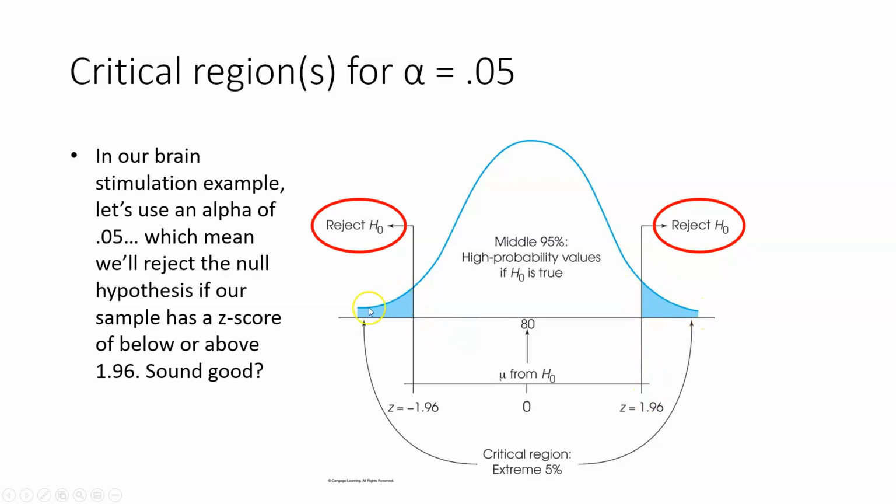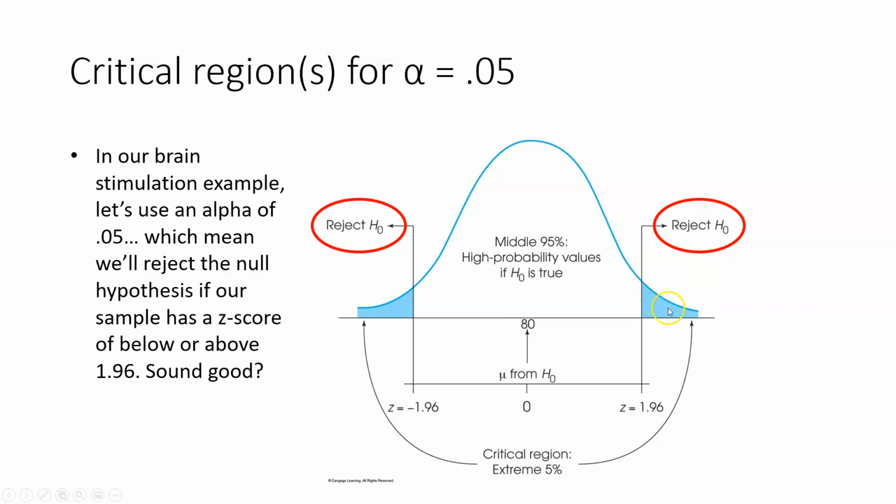So if it falls in the lower end or the upper end, then we're going to reject the null hypothesis and conclude that it's possible that we just happened to get a very low scoring or very high scoring group of folks when they took the electrical stimulation.